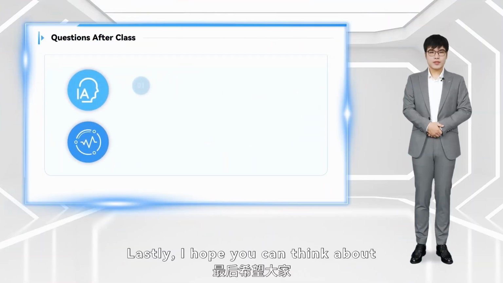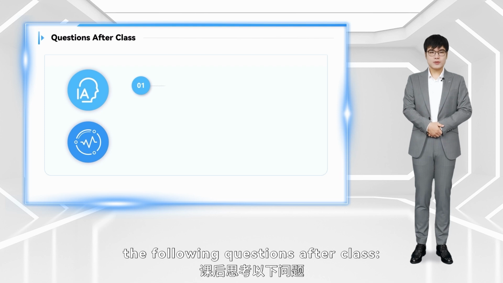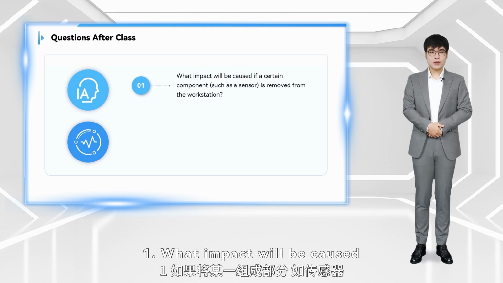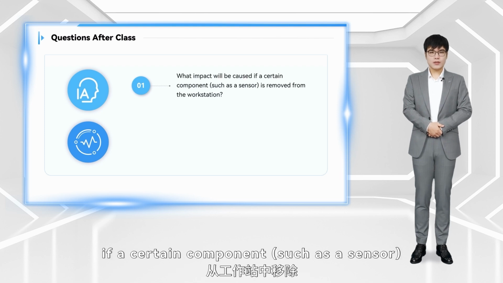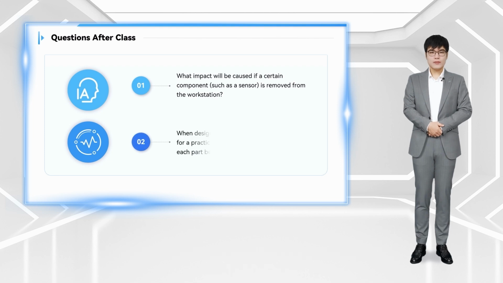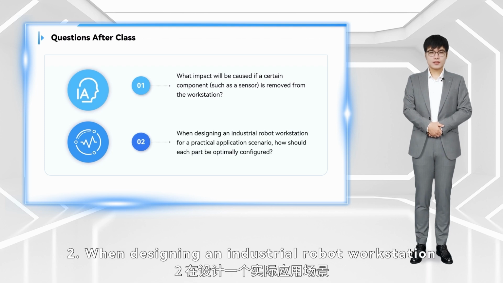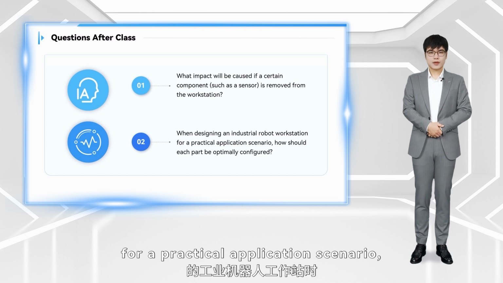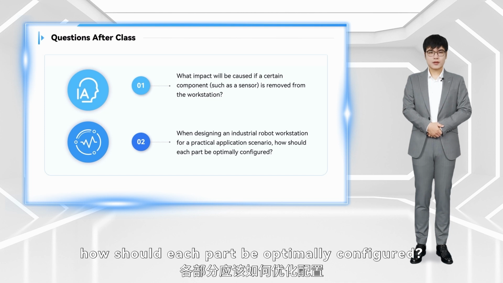Lastly, I hope you can think about the following questions after class. 1. What impact will be caused if a certain component, such as a sensor, is removed from the workstation? 2. When designing an industrial robot workstation for a practical application scenario, how should each part be optimally configured?